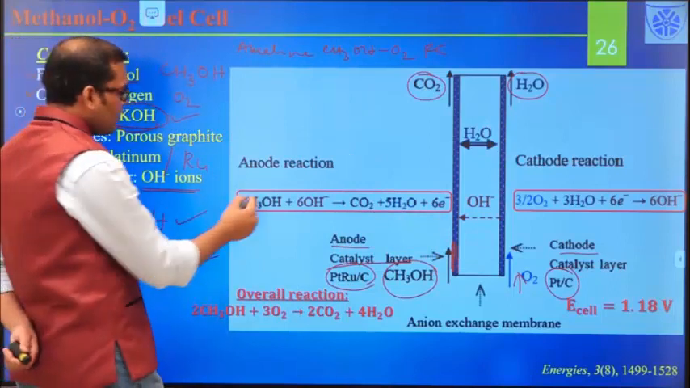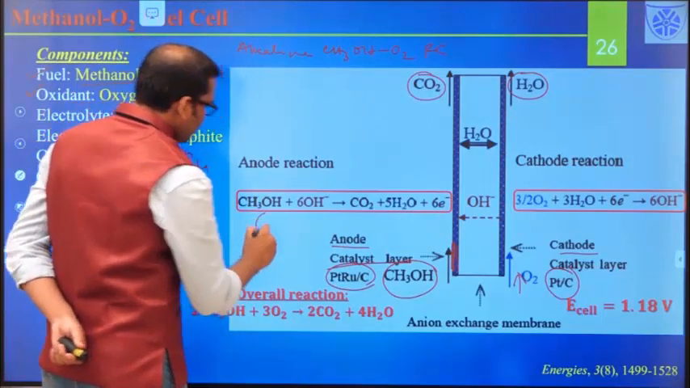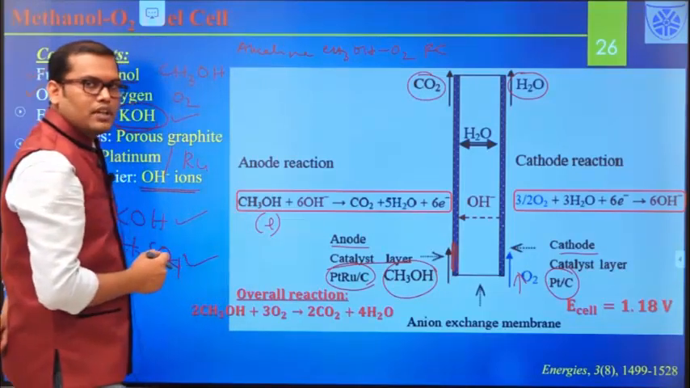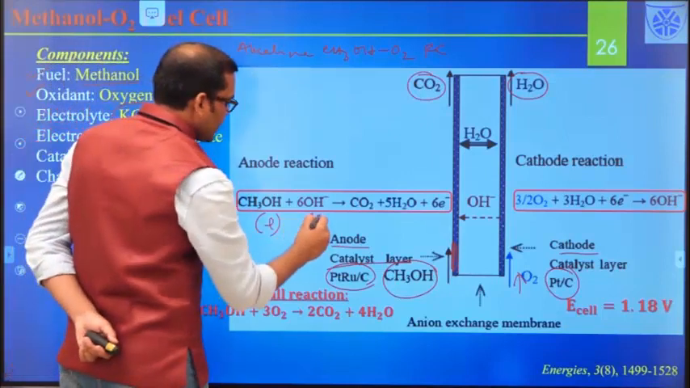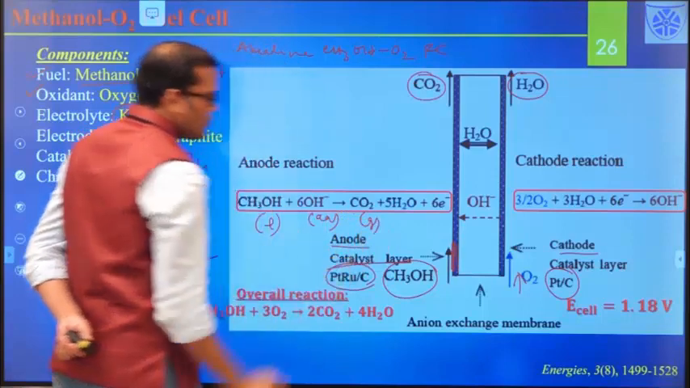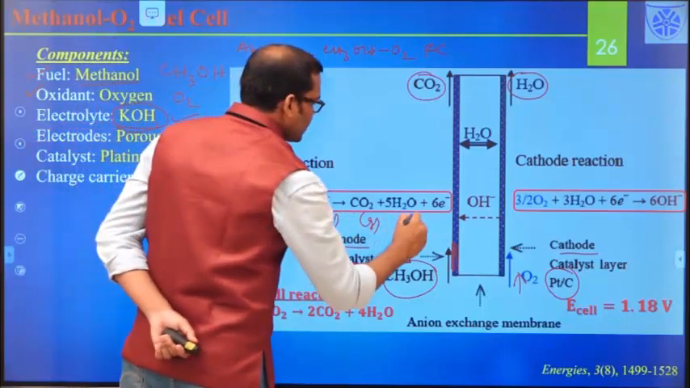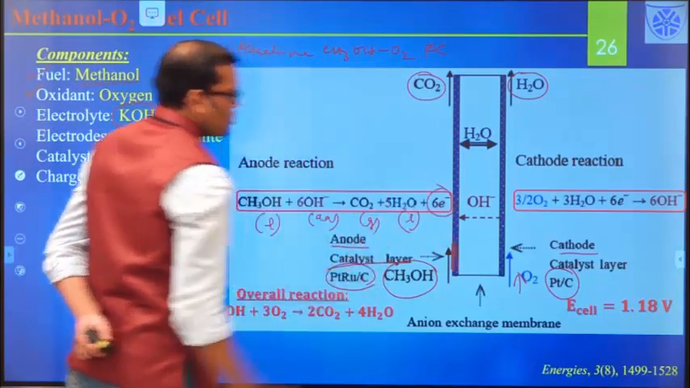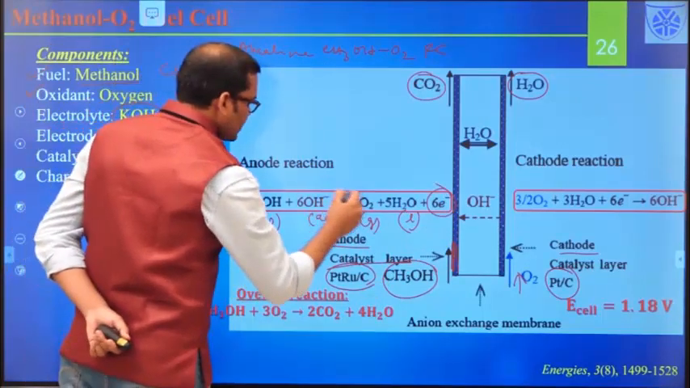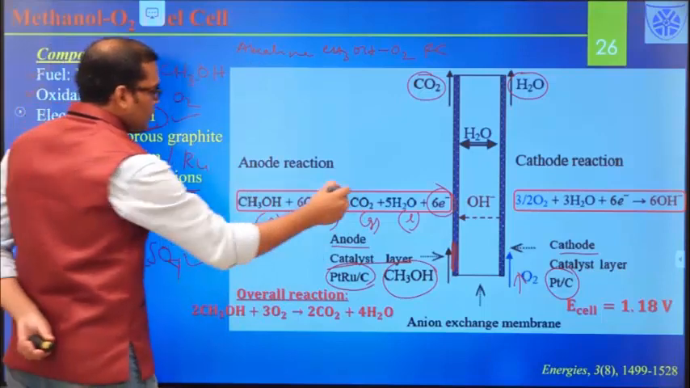So what are the reactions? The anode reaction: we are having methanol, which is in the liquid form, which is taking OH minus, which is coming from the electrolyte, in aqueous form. So that is giving carbon dioxide in gaseous form and water in liquid form, and it is a 6 electron process, right? Now what is the oxidation state of the carbon in the carbon dioxide and the methanol?